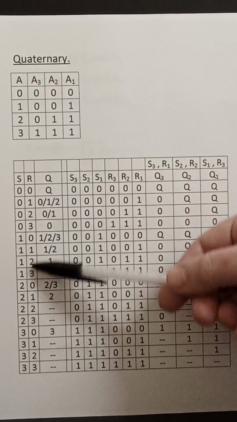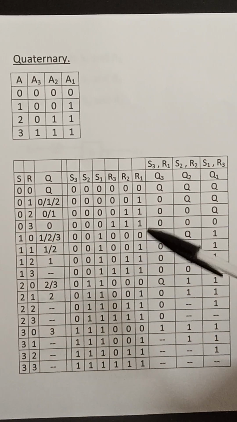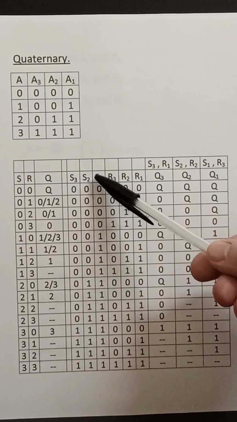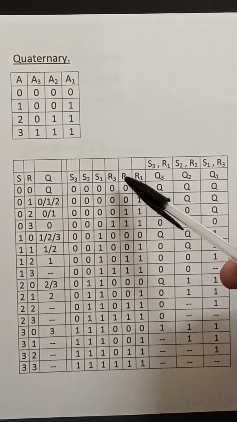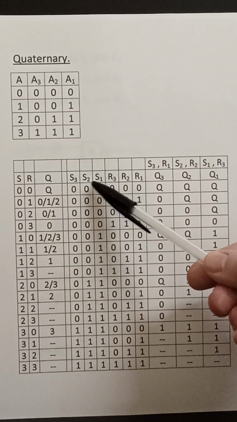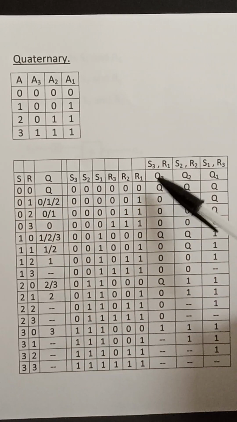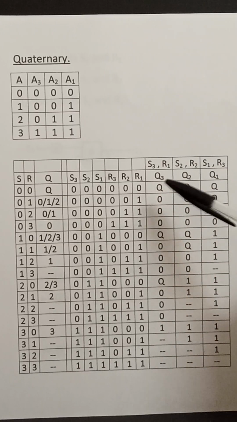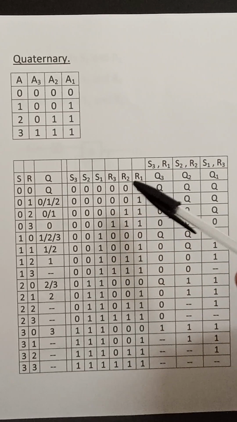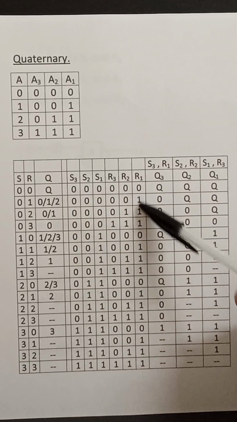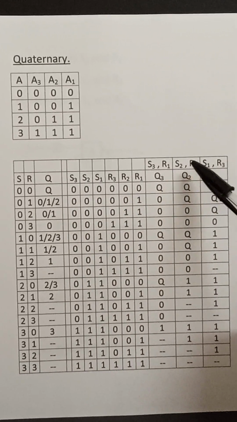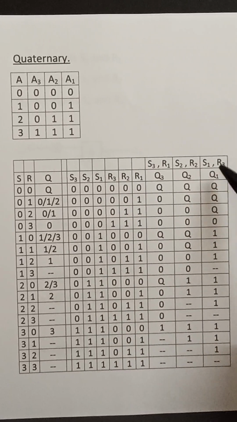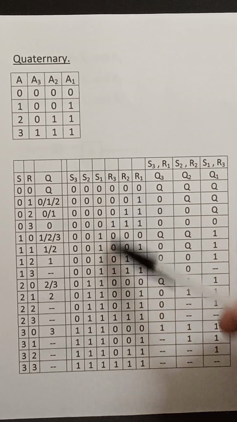So here we have the quaternary inputs S, R and Q, and these are R_1, R_2 and R_3 for R, S_1, S_2 and S_3 for S, and Q follows this truth table here. Q_3 is S_3 and R_1, Q_2 is S_2 and R_2, and Q_1 is S_1 and R_3.